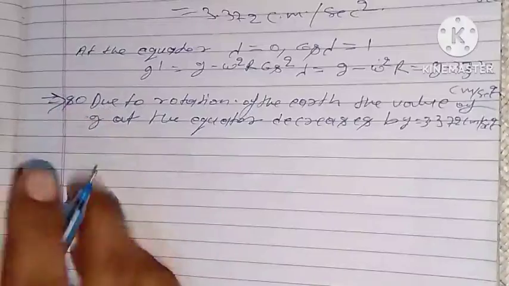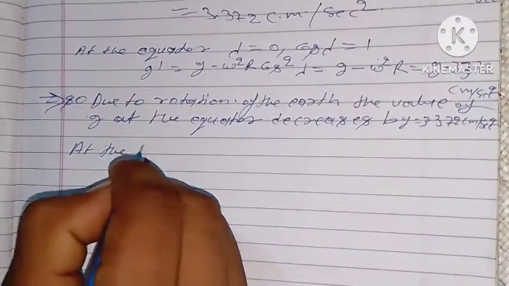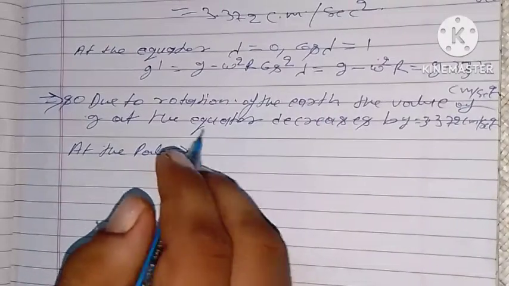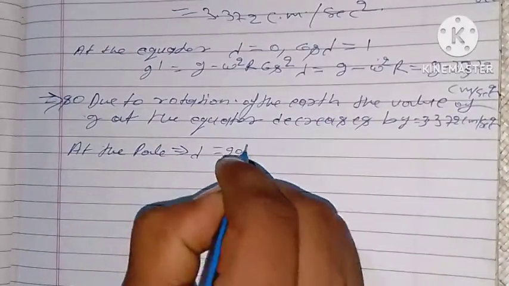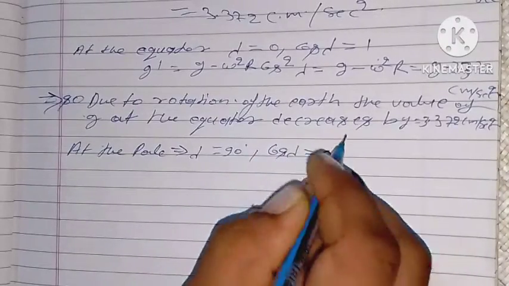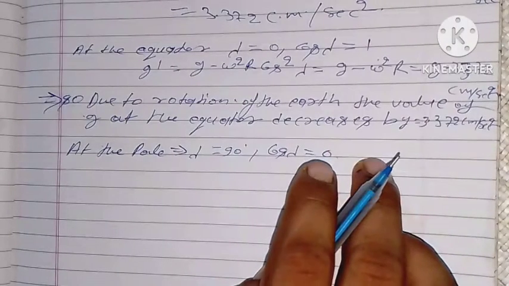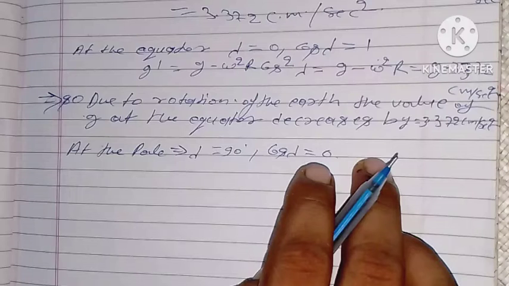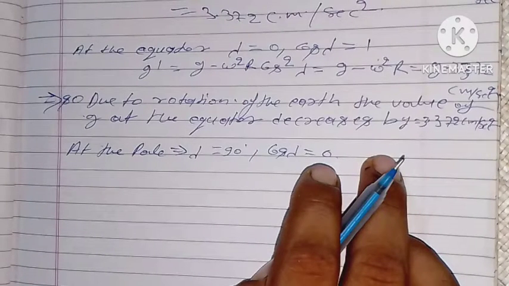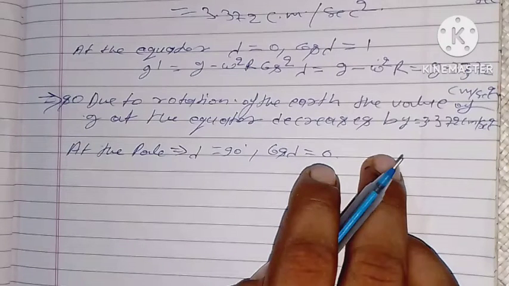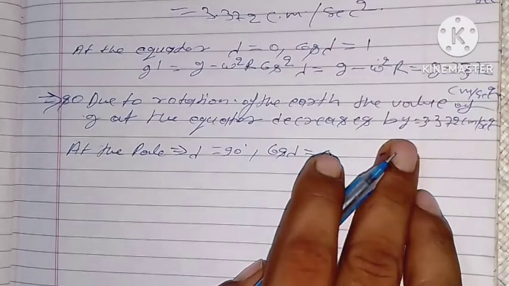And next is at the pole. At the pole, lambda equals 90 degrees and cos lambda equals 0. Therefore, the decrease in the value of g due to rotation is 0. The observed difference between the value of g at the poles and at the equator is about 5.2 cm per second square. This is due to the fact that Earth is flattened at the poles, and even if it were not rotating, the value of g at the poles would be greater than at the equator.